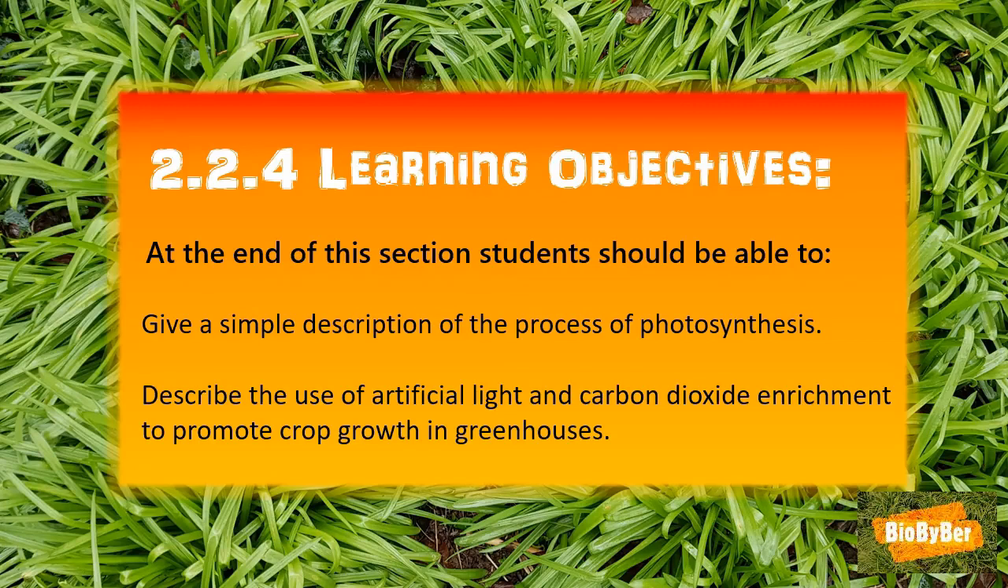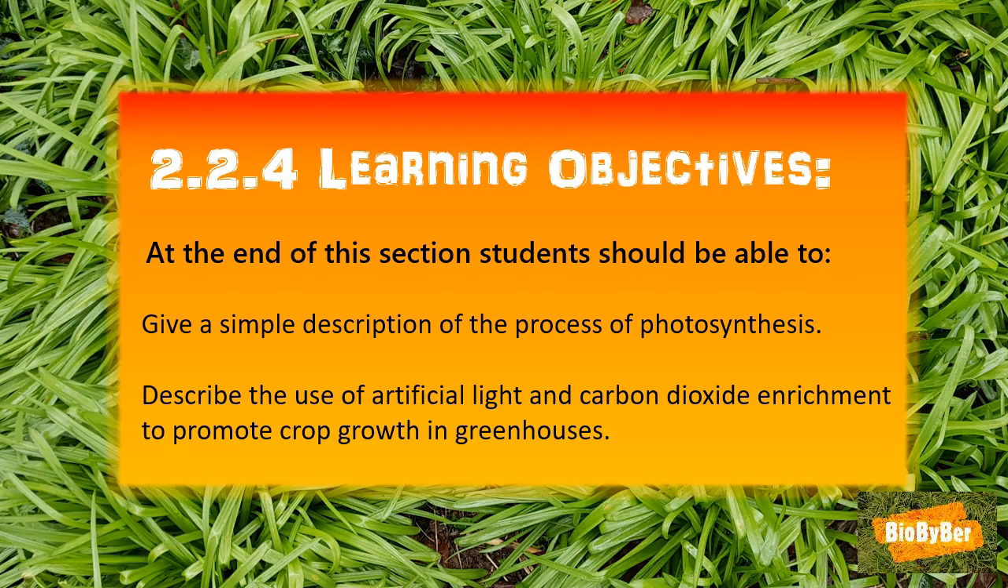At the end of this section and following the biology syllabus, you should be able to give a simple description of the process of photosynthesis. You should be able to describe the use of artificial light and carbon dioxide enrichment to promote crop growth in greenhouses. What does this actually mean? What are we trying to understand?